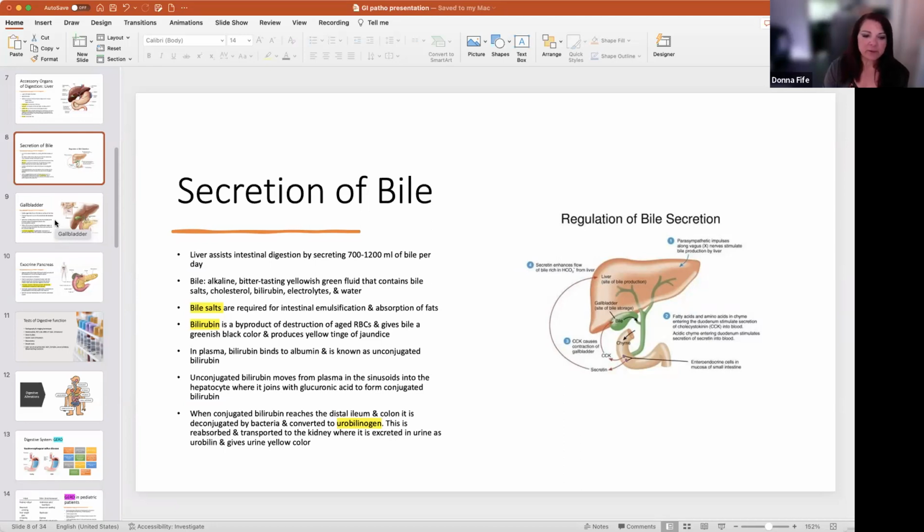Now in plasma, the bilirubin binds to albumin and is known as unconjugated bilirubin. Unconjugated bilirubin moves from plasma and the sinusoids into the hepatocyte, where it joins glucuronic acid to form conjugated bilirubin. So you have unconjugated bilirubin, conjugated bilirubin. Now, when conjugated bilirubin reaches the distal ileum and colon, it is deconjugated by bacteria and converted to urobilinogen. This is reabsorbed and transported to the kidney, where it's excreted in urine as urobilin, and this gives urine the yellow color that it has.